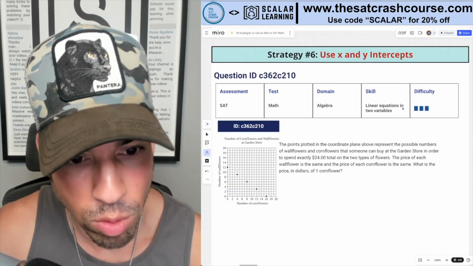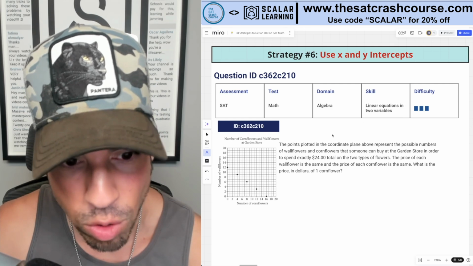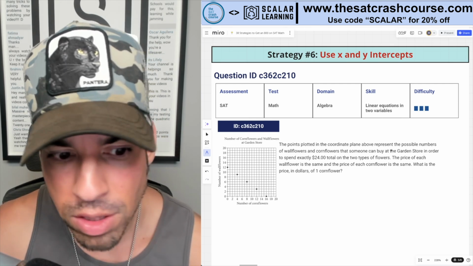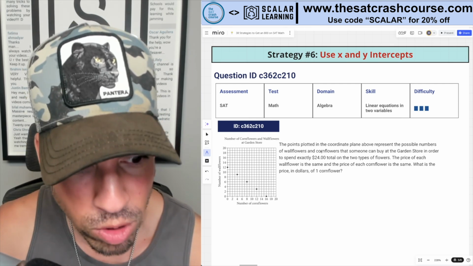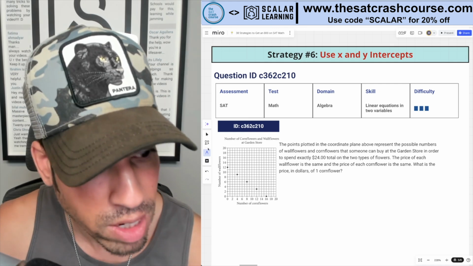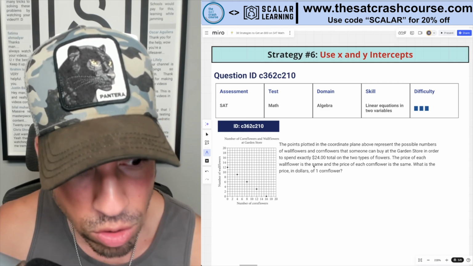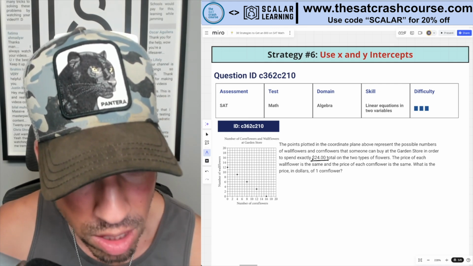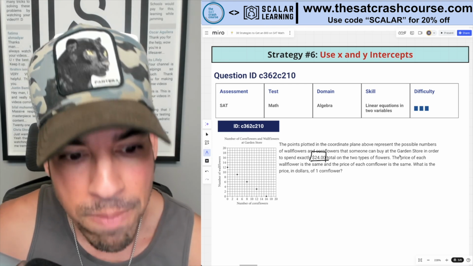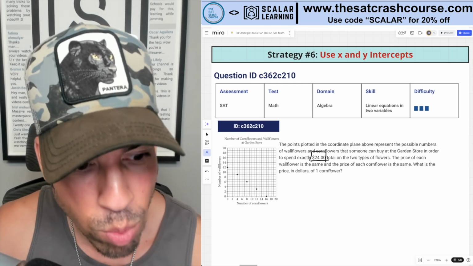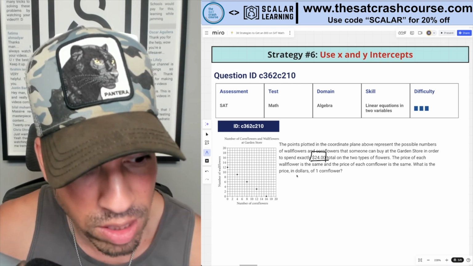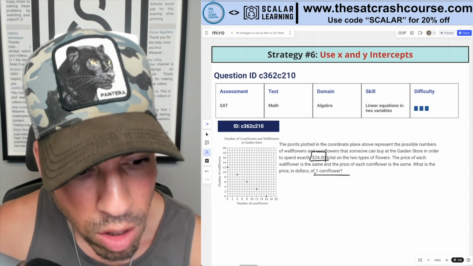Okay, so check this out. We're again still in linear equations in 2 variables. The points plotted in the coordinate plane above represent the possible numbers of wallflowers and cornflowers that someone can buy at the garden store in order to spend exactly $24. So this is the fixed spend, right? On 2 types of flowers. The price of each wallflower is the same and the price of each cornflower is the same. What is the price in dollars of one cornflower?